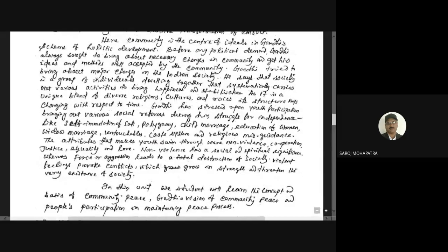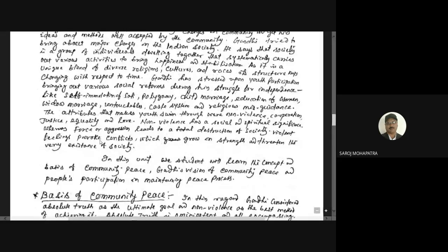The attributes that make youth, through a non-violent way, cooperation, justice, equality, and love, that is possible.